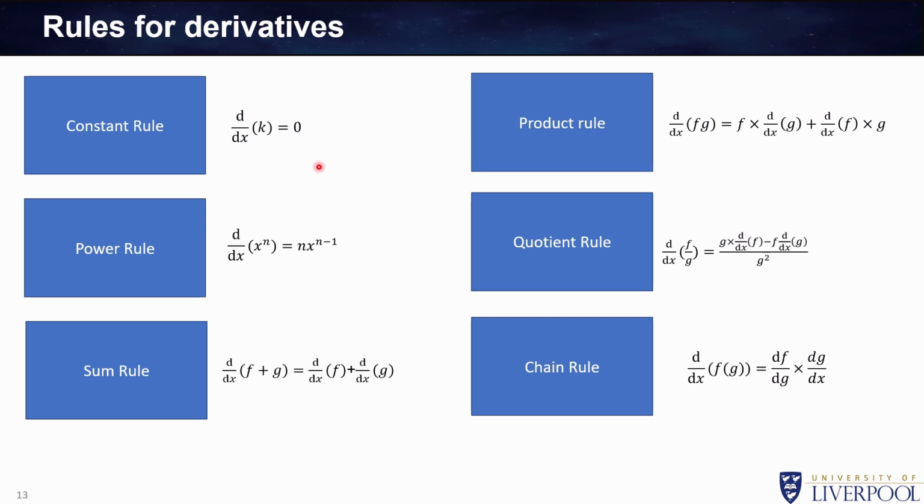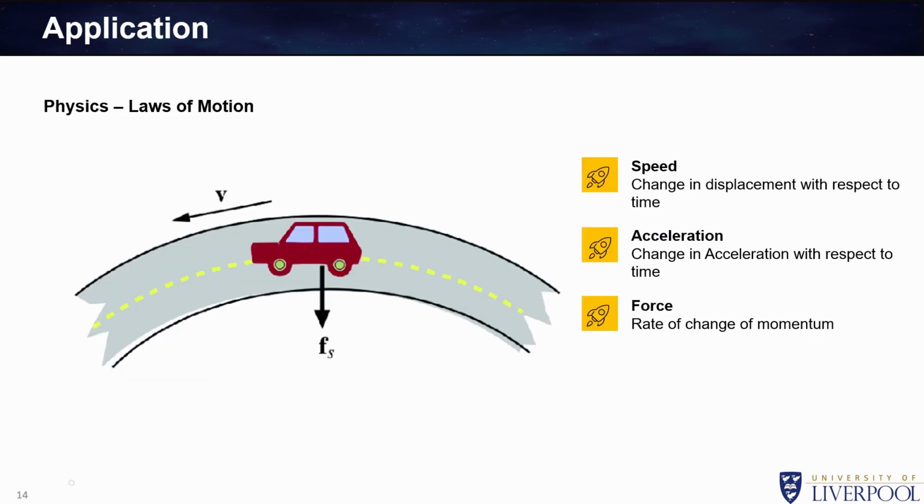because there are many rules that we can apply when we have a function. We have the constant rule, which says the derivative of a constant is equal to 0. We have the power rule, we have the sum rule, we have the product rule, we have the quotient rule, and we have the chain rule. All these tools we can use to find the derivative of complex functions.